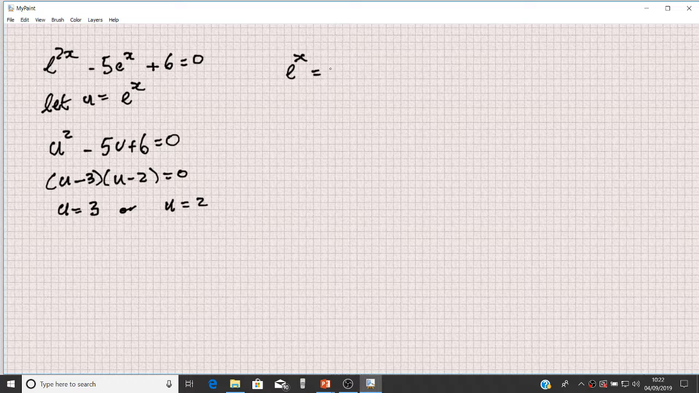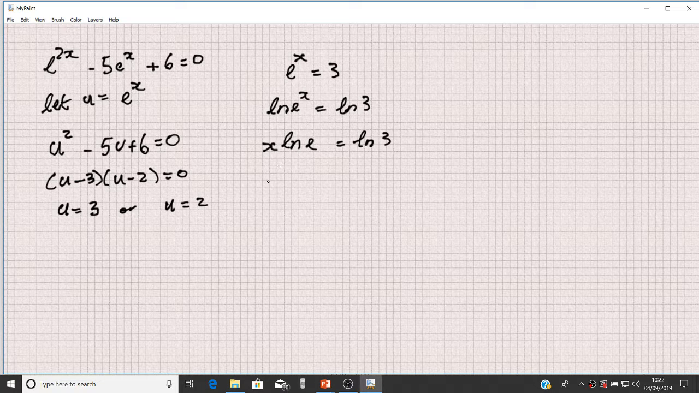So e to the x is positive 3. And when we have the unknown in the power, well then we'll take ln of both sides. So ln e to the x equals ln 3. Now we take this x down from the power using our rules of powers. x ln e equals ln 3.